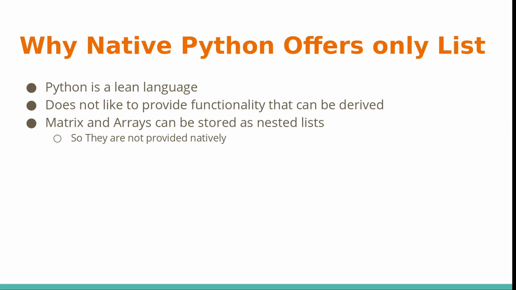So since we know that matrix and arrays are nothing but lists that are rearranged in a different way, the original thinking was that we probably don't need to have matrix and arrays. We can just work with lists. But there are libraries that provide us with matrix and array data structures. We'll be looking at the NumPy library in some detail later on in the course.